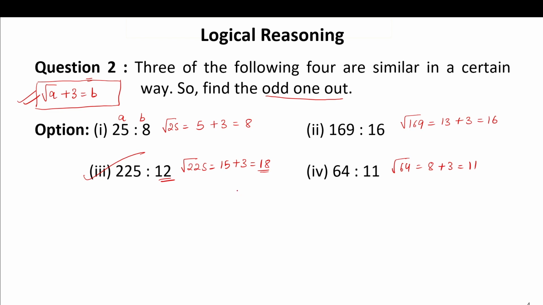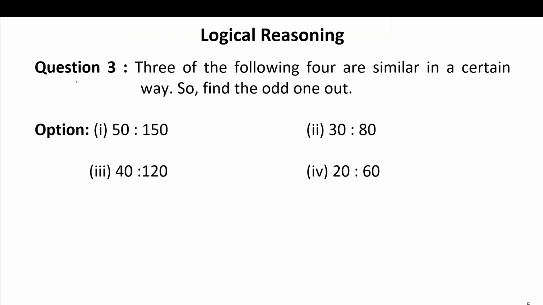Clear? Now let us move on to question number 3. In question number 3, again 4 options are given to us and we have to identify which of them is different. If I look at option number 1, I can see this is a clear multiplication by 3. 50 into 3 will give me 150. Similarly, if I look at option number 3, this is multiplication by 3. 40 into 3 will give me 120. Similarly, if I look over here, 20 into 3 will give me 60. But over here, if I have to multiply 30 by 3, I will get 90 and not 80.